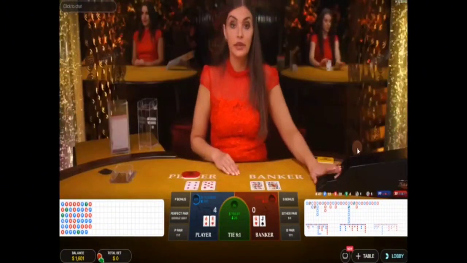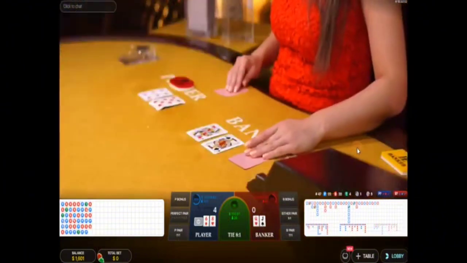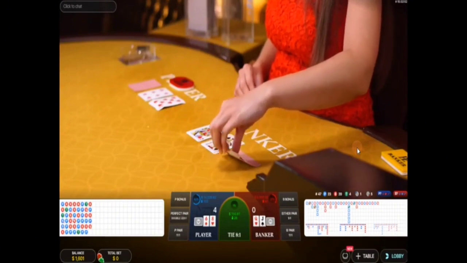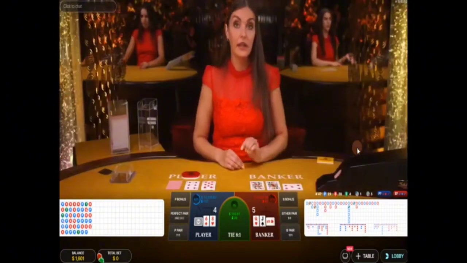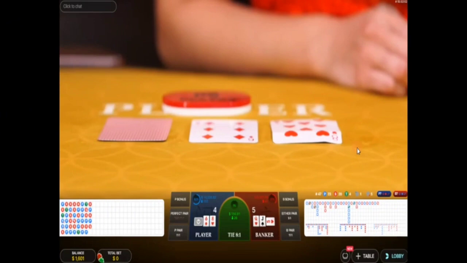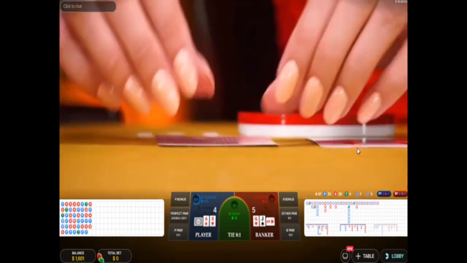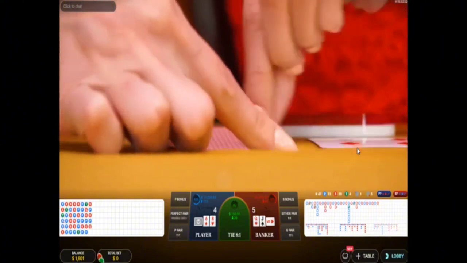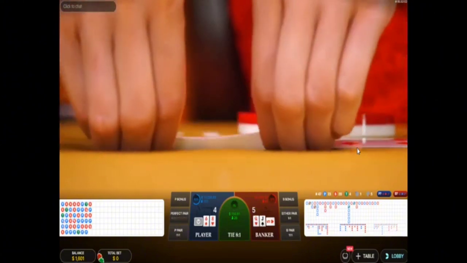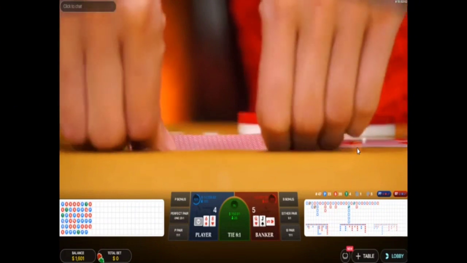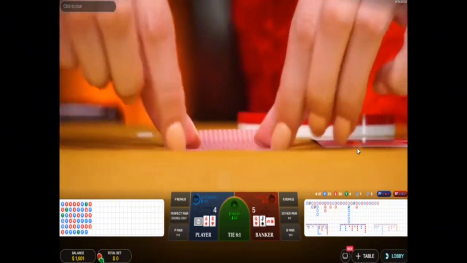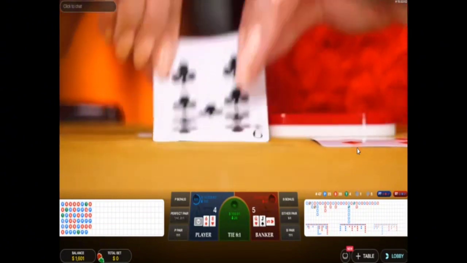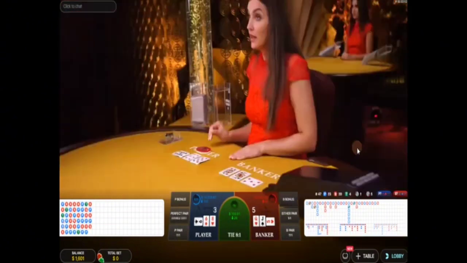Okay. Now, we don't care what happens here. We just want to see what side wins. 5. Jeez, guys, I swear. That's the only part about this that I hate, is that they take forever to flip it up. Cool. Alright, so the banker won.